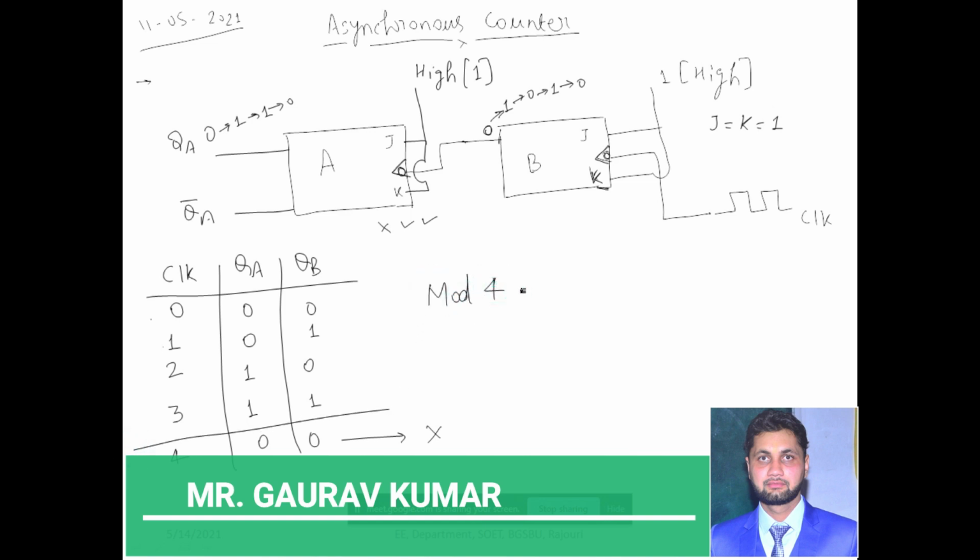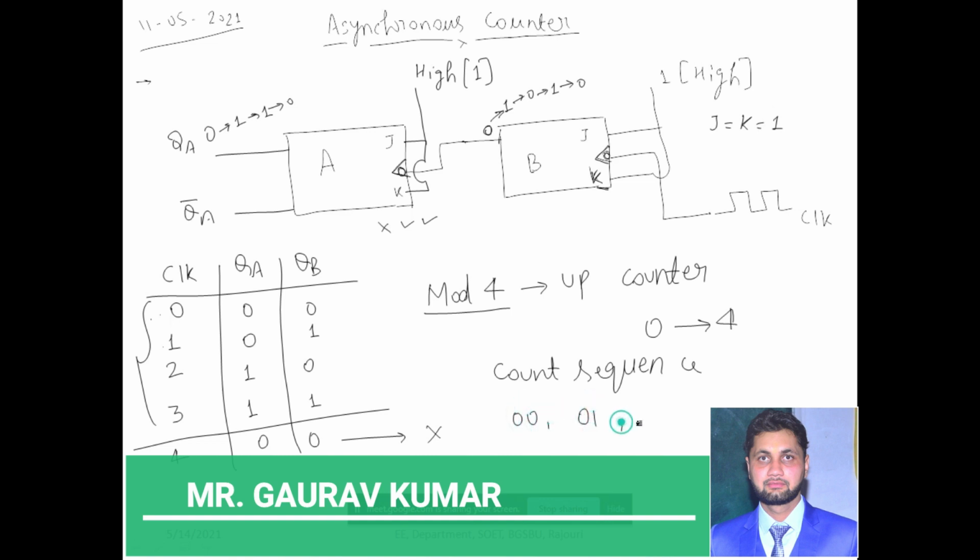Mod 4 up counter. Up means counting from 0 upward. Okay, so 1 2 3 4. It can count 4 clock pulses. Okay. After 4 it is repeating. So the counter is mod 4, modulus 4. 4 states are there. The states are counting sequences. Tell me the count sequence. It is giving 0 0, 0 1, 1 0 and 1 1. Okay. These are the 4 states.